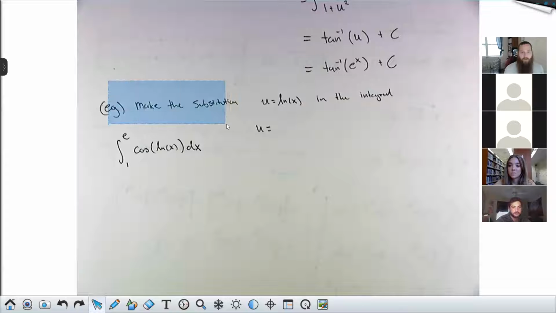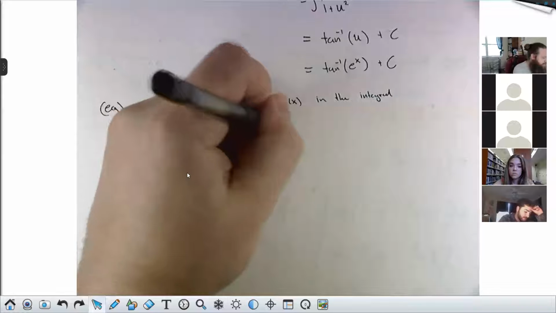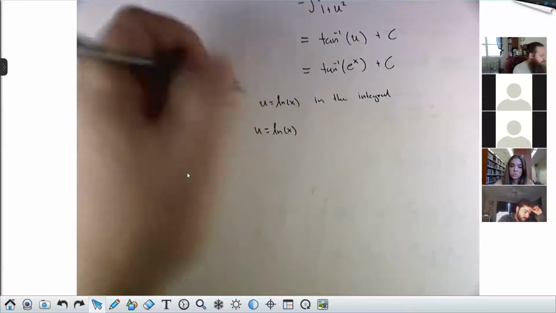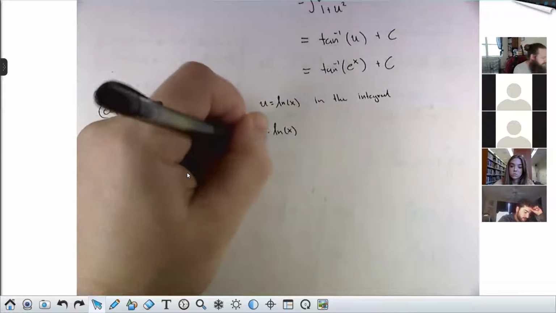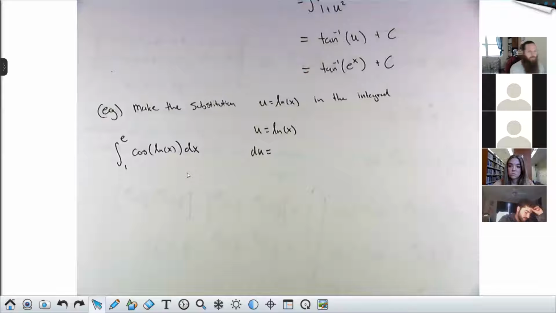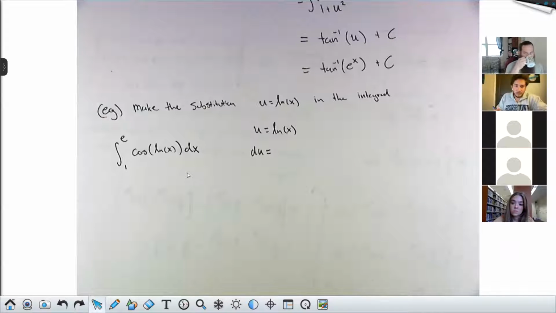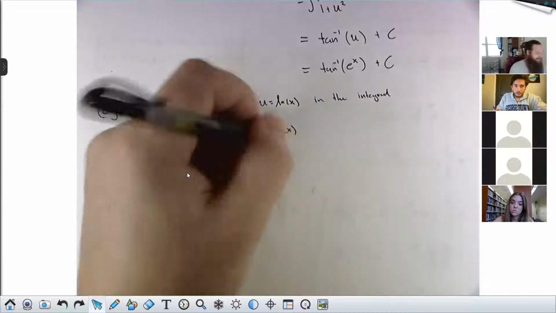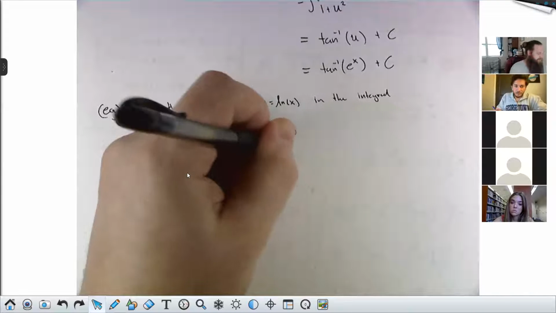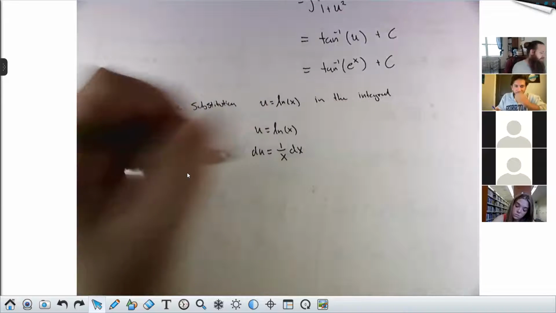So we were asking, how can I make this substitution, u equals ln x, in this integral? So I'll just go ahead and write out my little substitution box. If u is equal to the ln of x, what is du? 1 over x dx. Very good.